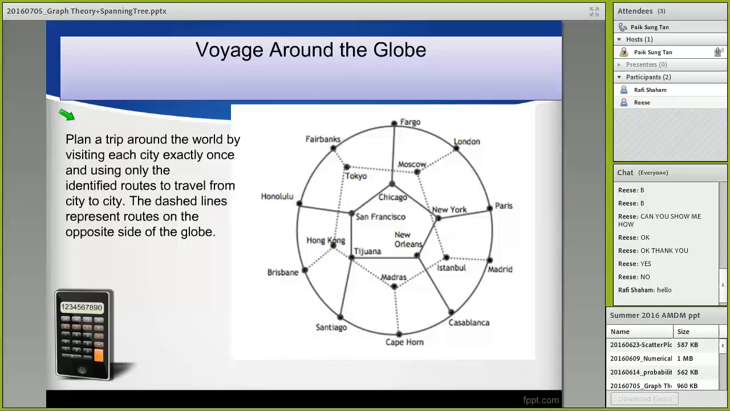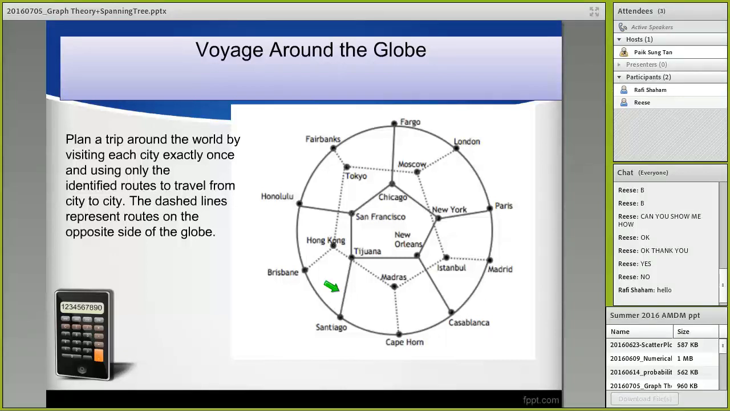So this is an application of, let's see which one we are trying to figure out. Let's read the questions. You're planning a trip around the world by visiting each city exactly once and using only identified routes to travel from city to city. The dashed lines represent routes on the opposite side of the globe. Okay, so I only want to visit each city once. I don't have to go through each path, each edge, once. So this is the application of Hamilton.